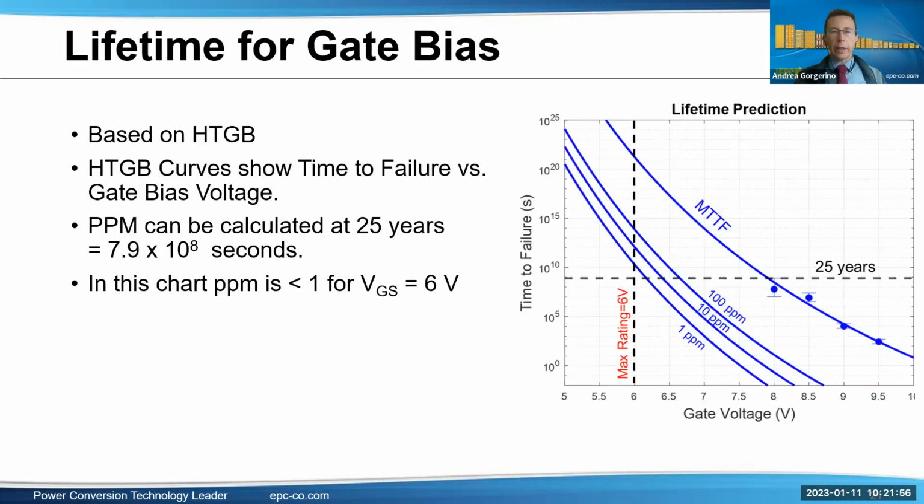So the lifetime for the gate bias. Lifetime for the gate bias is based on HTGB, the high temperature gate bias test. We're showing the curves of time to failure versus gate bias voltage here on the right-hand side. EPC GaN FETs are rated at 6 volts maximum on the datasheet, so you can see that dashed vertical line at 6 volts. The failure PPM rate calculated for 25 years is below 1 ppm at 6 volts. By the way, in normal operating conditions we are between 5 and 5.2 volts, which is an even lower ppm rate. So very, very low ppm rate for gate bias.